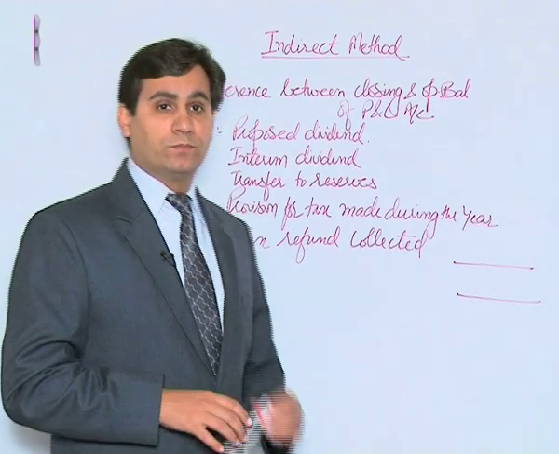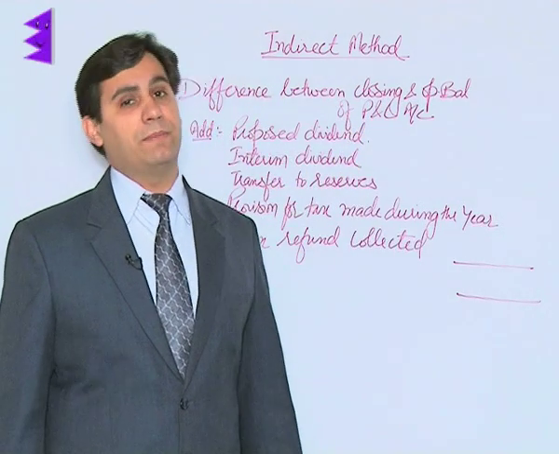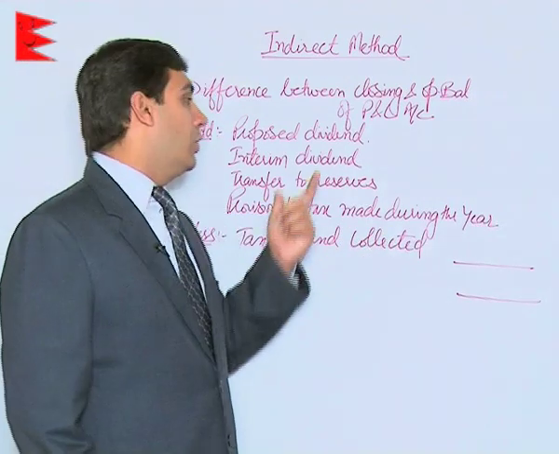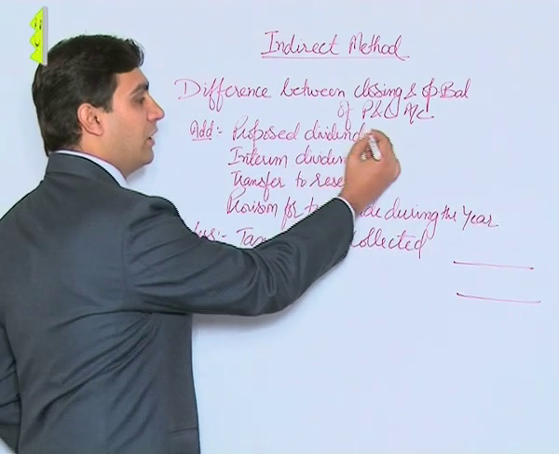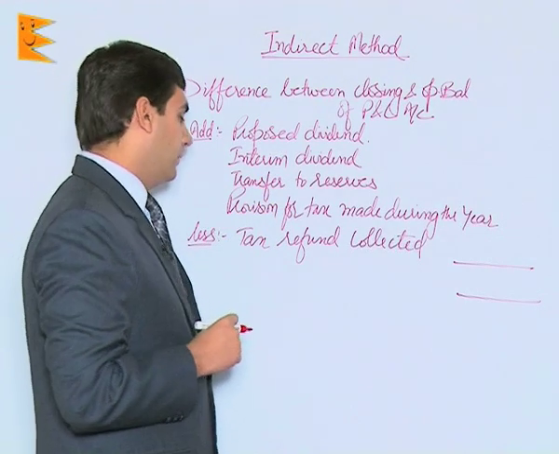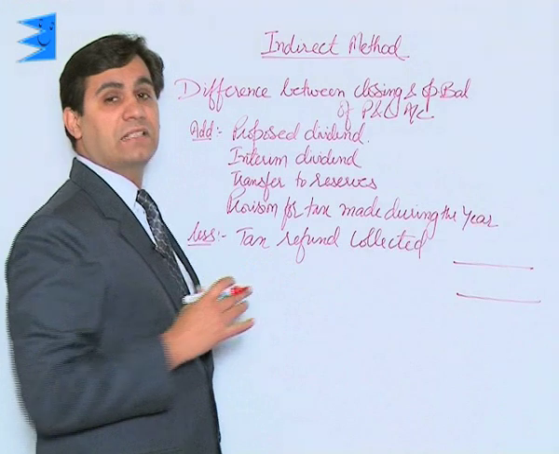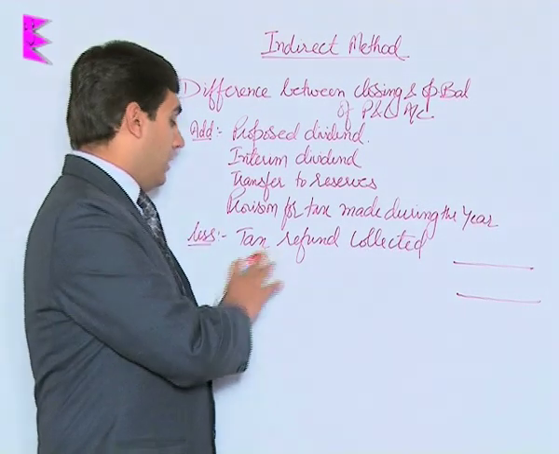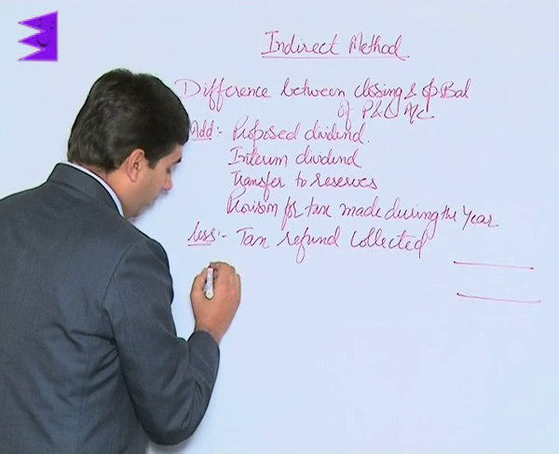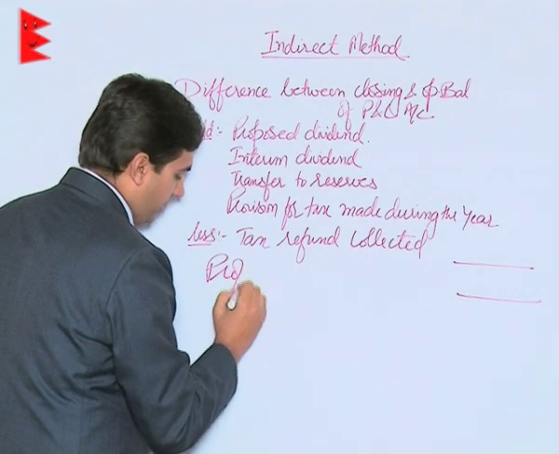Now students, this is how we go about it. The first thing is to calculate the difference between the closing and the opening balances of profit and loss account as given in the balance sheet. This should roughly give us the amount of profit that we have earned during the year. Then to this amount we will add the dividend that we have proposed to pay during the year, interim dividend, any transfer to reserves, then any provision for tax made during the year. Out of this we will deduct any tax refund in case it is there. So that will be deducted out of this, and the final amount that we will get will be classified as inflow before or profit before tax and extraordinary items.